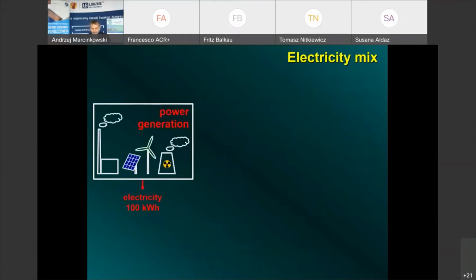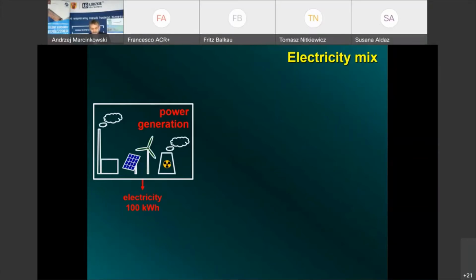Electricity mix is a percentage of power output generated by various technologies. For instance, in France, around 65% of electricity is generated by nuclear power plants, whereas in Poland, a very similar percentage, 65%, of electricity is generated by coal or lignite fired power plants. From life cycle analysis perspective, the electricity mix is very important.